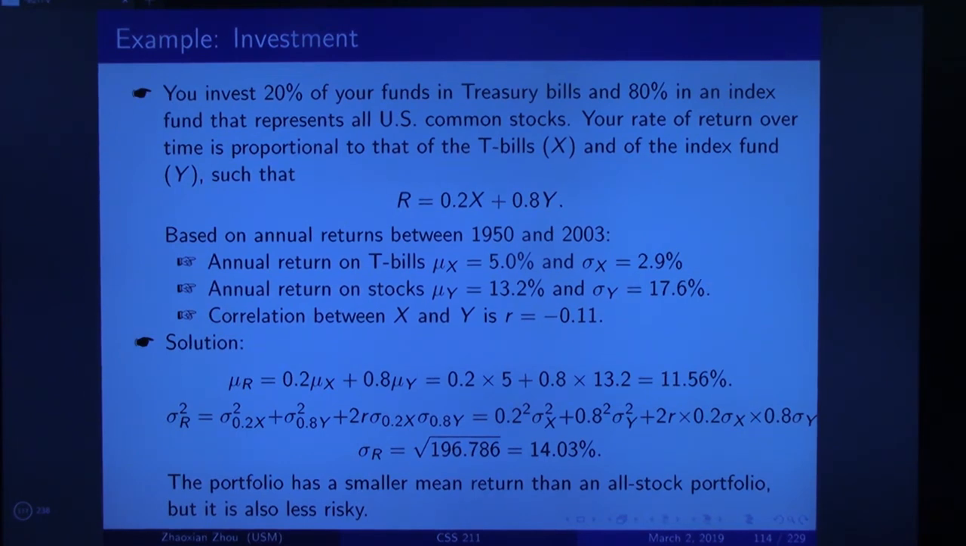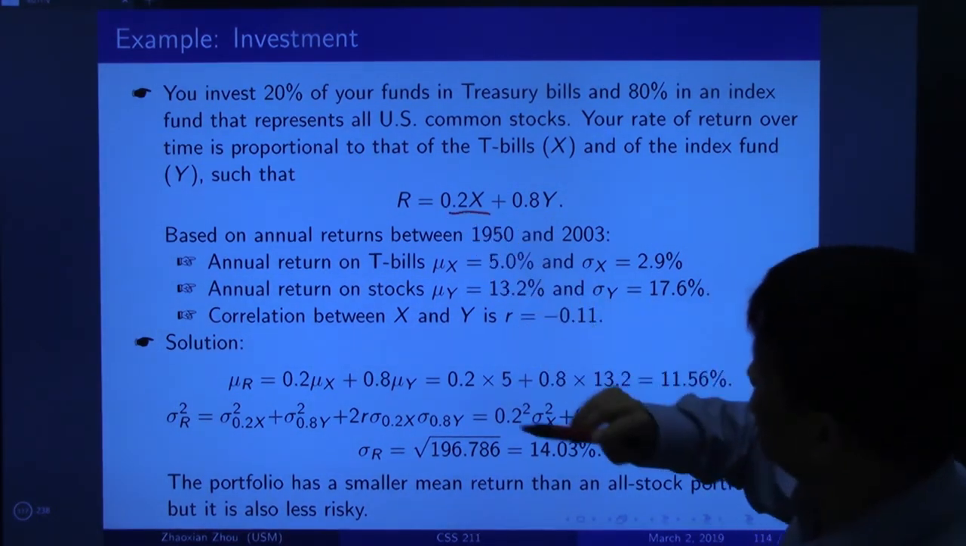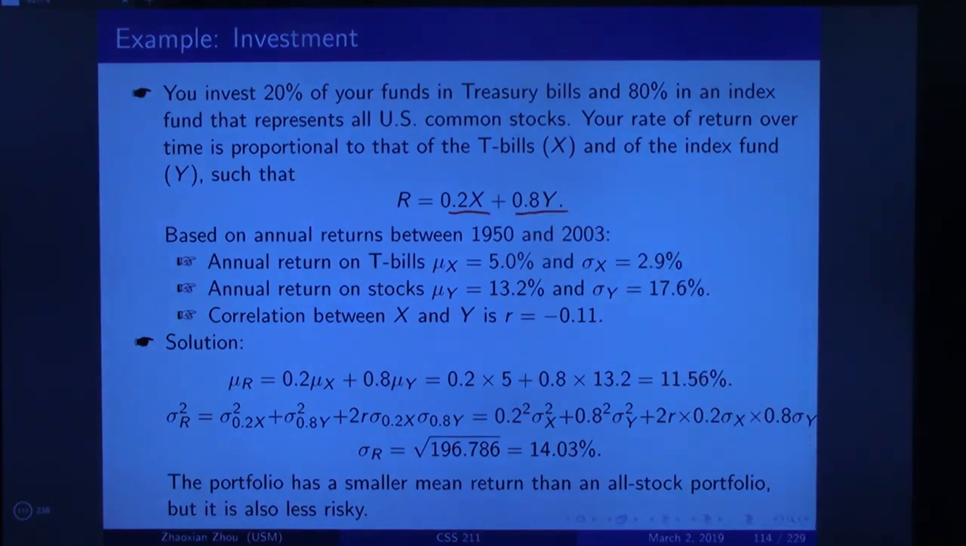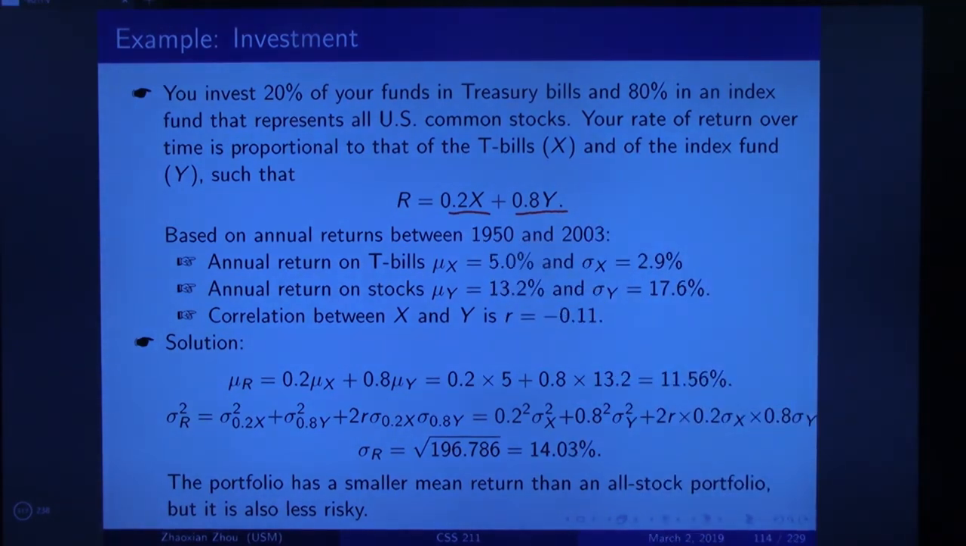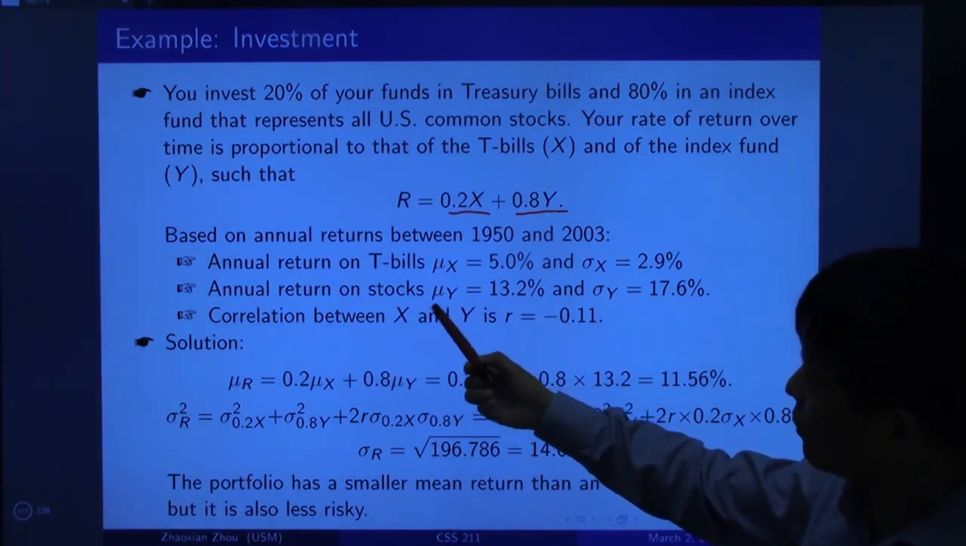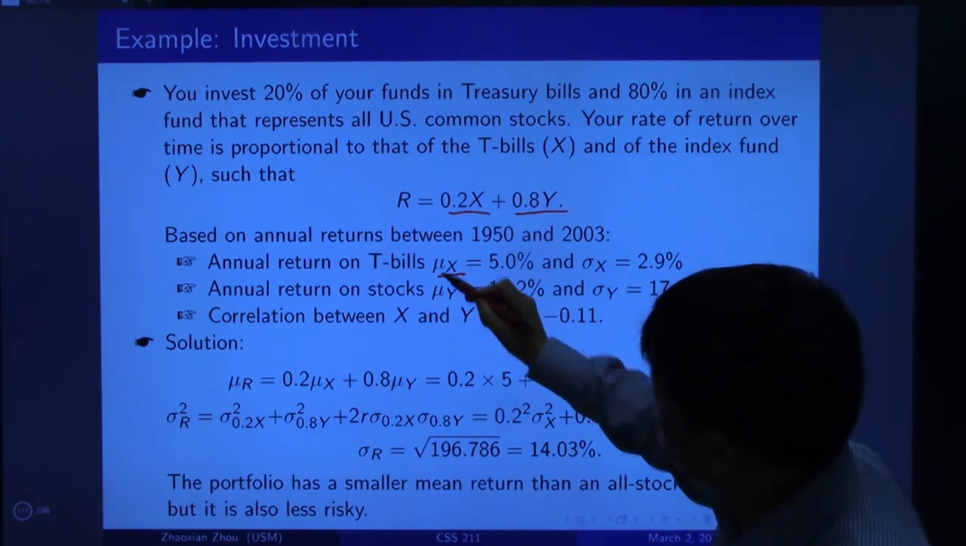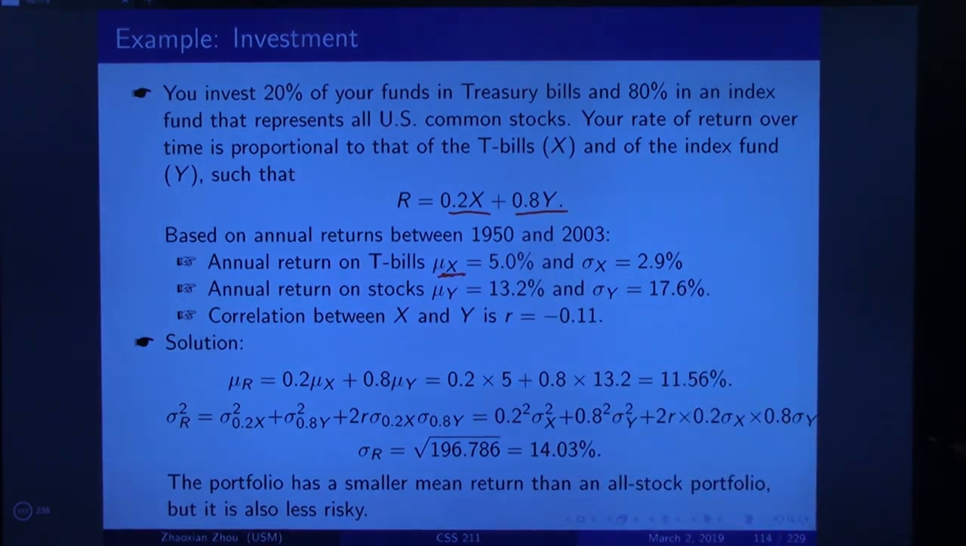Your rate of return over time is proportional to that of the T-bill. We assume this equals X, and that of the index fund, we assume it is Y, such that the return equals 20% of X and 80% of Y. Y is the stock market, X is the T-bill. And we know some facts. Based on the annual returns between 1950 and 2003, the annual return of the T-bill, the mean of X, equals 5%, and the standard deviation equals 2.9.